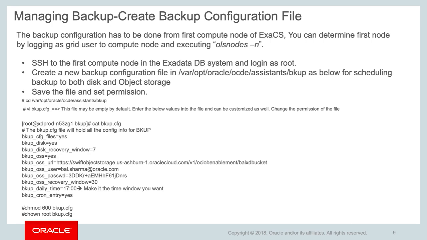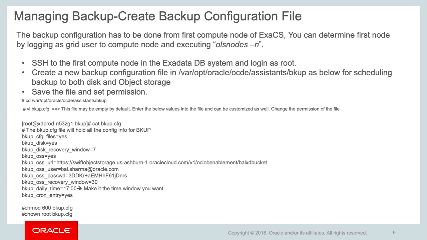You can specify olsnodes -n, so that returns how many nodes you have in the cluster. Based on their names, you will be able to identify this is going to be my first compute node. So once you have identified your first compute node, SSH to that particular node, and for doing SSH, you will be using the opc user, and the opc user has sudo privilege, so it can go to grid, or it can do a sudo to oracle or sudo to root.